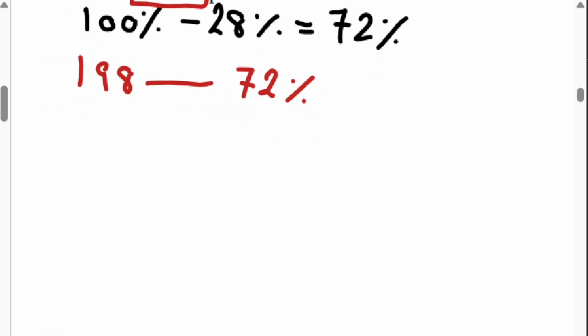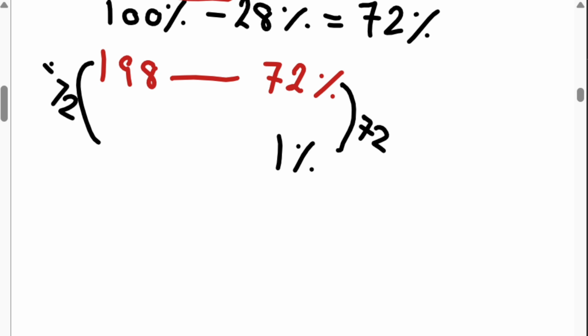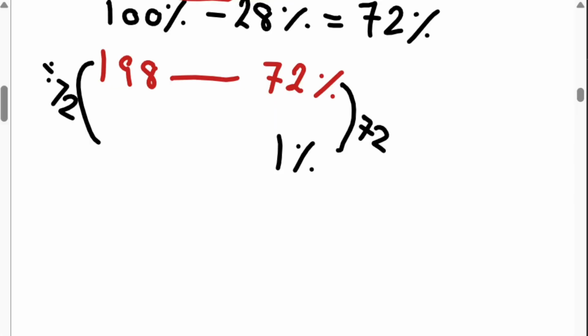We first find 1%. If you divide both sides here by 72, because 72 divided by 72 is 1, so it gets you 1%. And if you also divide 198 by 72, you will know what's the value of 1%. So let's do it. 198 divided by 72. So it's 2.75. 198 divided by 72 is 2.75.